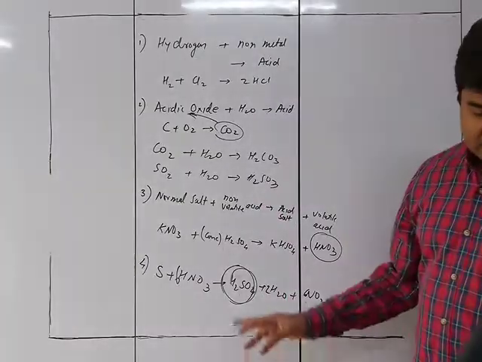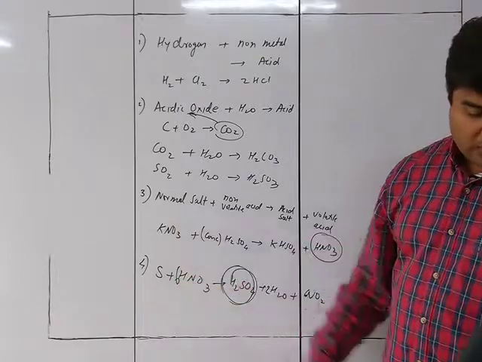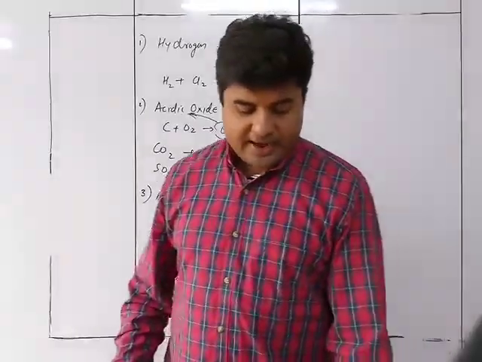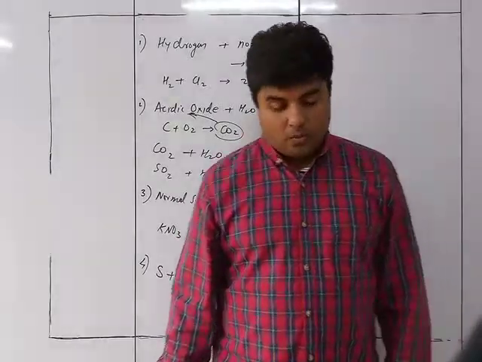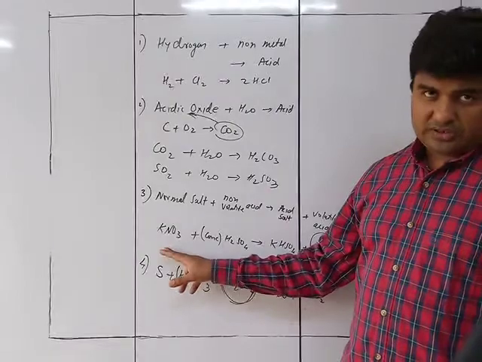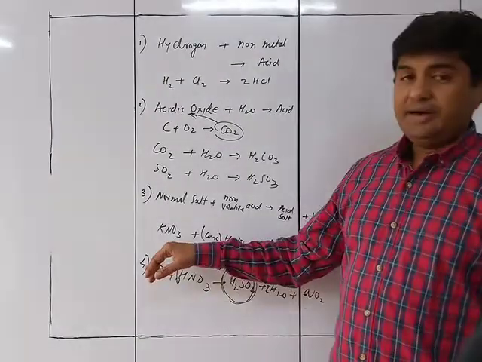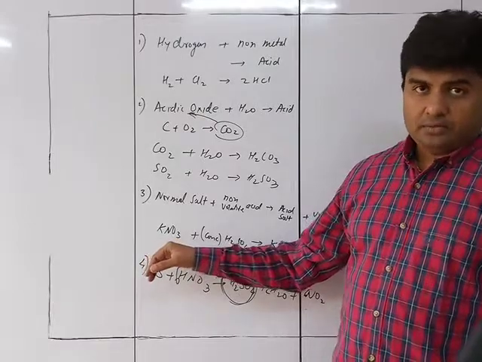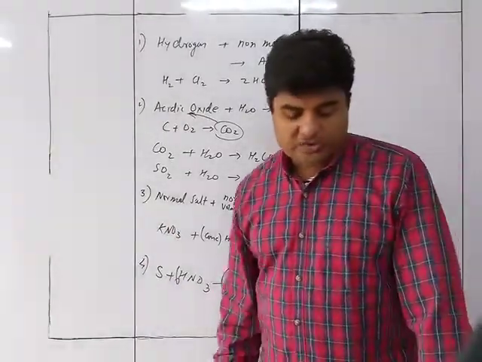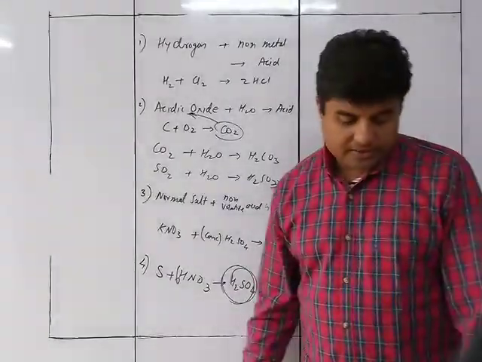The next one is non-volatile acid reacting with a normal salt. So the non-volatile acid on heating with a salt of a more volatile acid replaces the volatile acid. This is a salt of a volatile acid because it is HNO3. So it is a salt of nitrate, the salt of nitric acid is nitrate. So normal salt plus sulfuric acid gives me nitric acid this way.